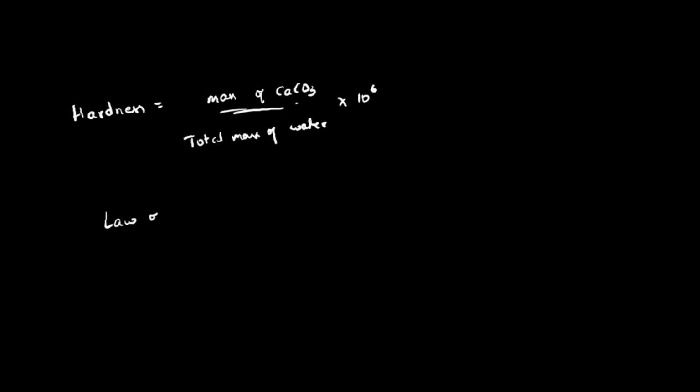Measurement of hardness now. What is hardness? It is measured in ppm, parts per million, okay? Water, if it has certain salts, is called hard water or soft water. So how much calcium carbonate is present: mass of calcium carbonate by total mass of water, and if you multiply by 10 power 6, because parts per million, right? So mass of calcium carbonate divided by total mass of water into 10 power 6 will give you the hardness of water.